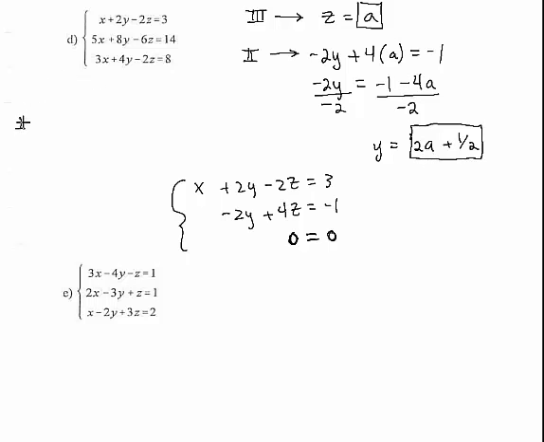Now we take equation 1 and say x plus 2 times (2a plus a half). We replace the y with this expression, and then we subtract 2a. z gets replaced with an a, and that equals 3.